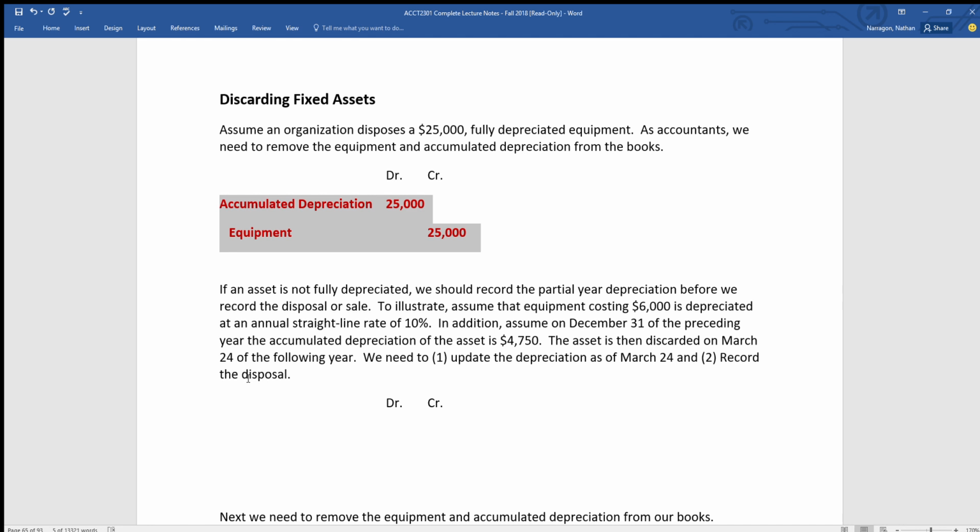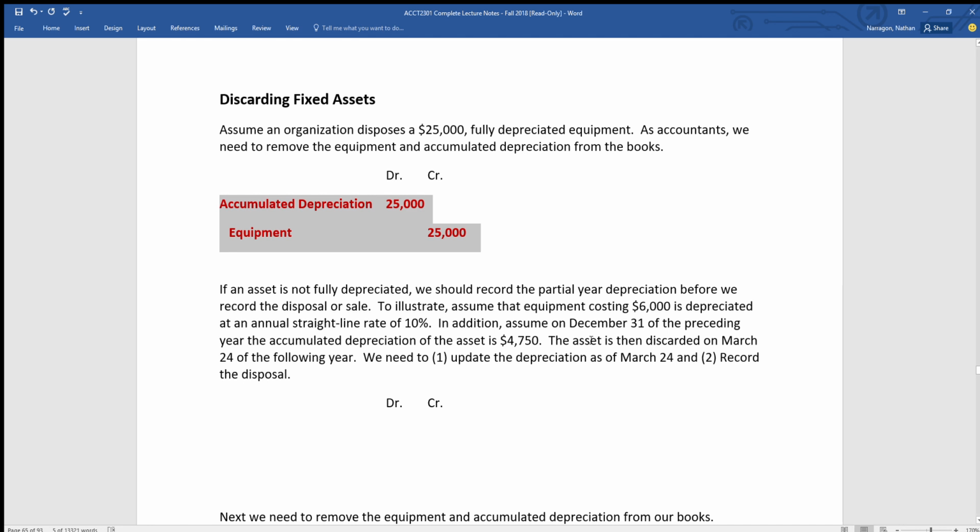Okay? So this could be as easy as we sold in December. If that happens, then we had it for the full year. But again, that doesn't always happen. So with this case, we're going to use this example. We're going to take an equipment that cost us about 6 grand, depreciated on straight line at a rate of 10%. So you're probably looking at 10-year equipment. That's all I'm going to basically tell you about the life itself.